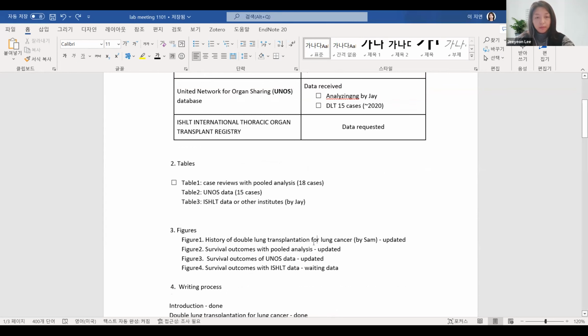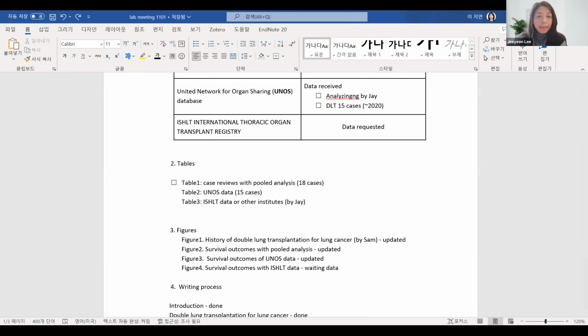So let's look at the table. I want it to consist of three tables. Table 1 is about the case series. Table 2 is about the UNOS. Table 3 is the international data. We will make them. And so this is the table. So this is table 1.